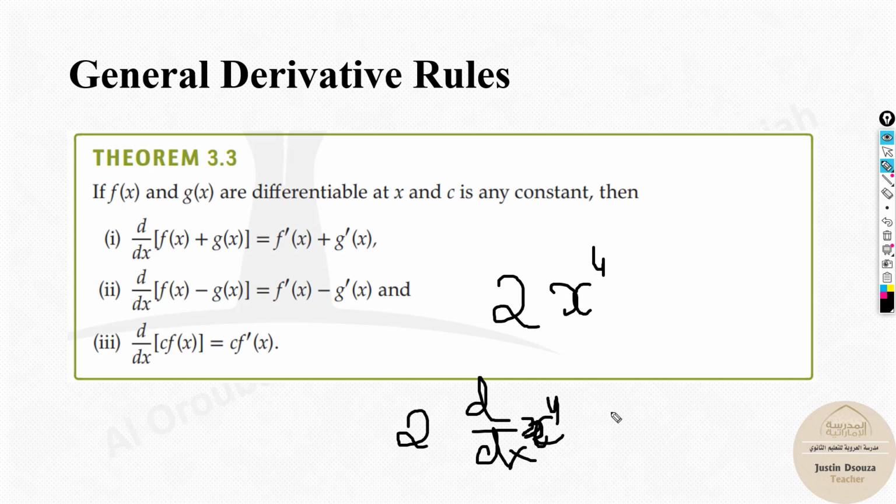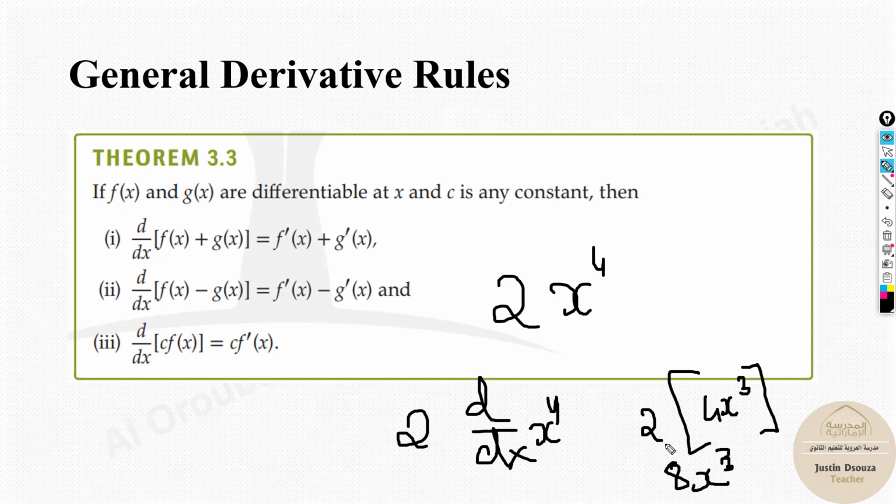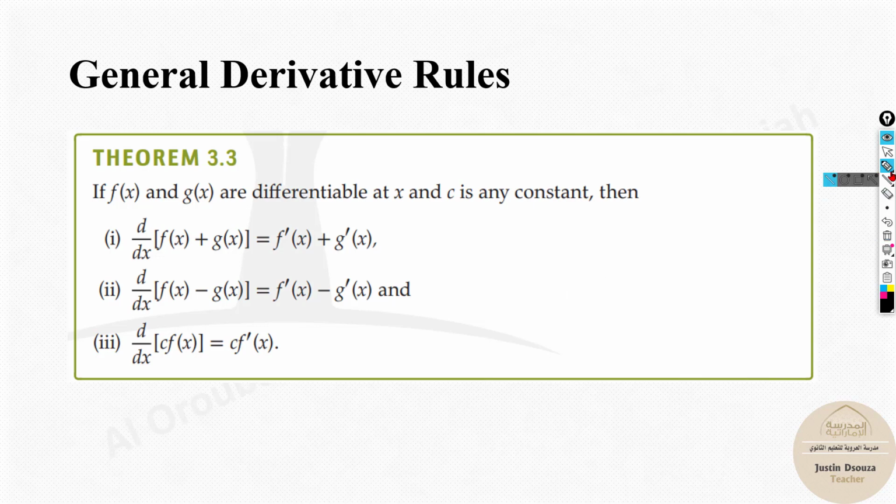What is x to the power 4? Sorry, this is x to the power 4. So what happens is, 2 as it is, this 4 comes down, 4x to the power 3. Now don't forget to multiply by 2. It's going to be 2 times 4, 8x to the power 3. This is the answer. So basically you have left the constant term as it is.